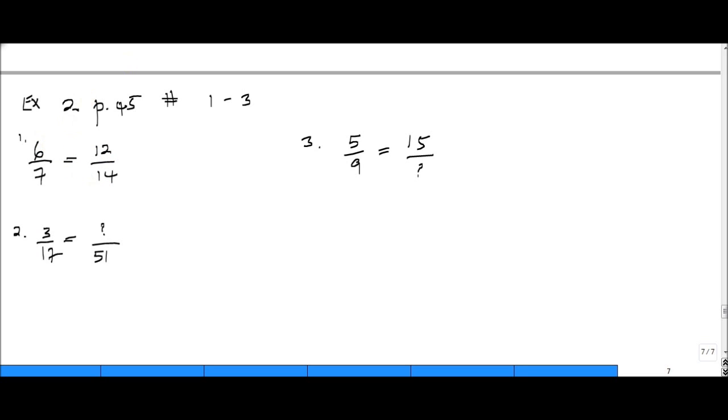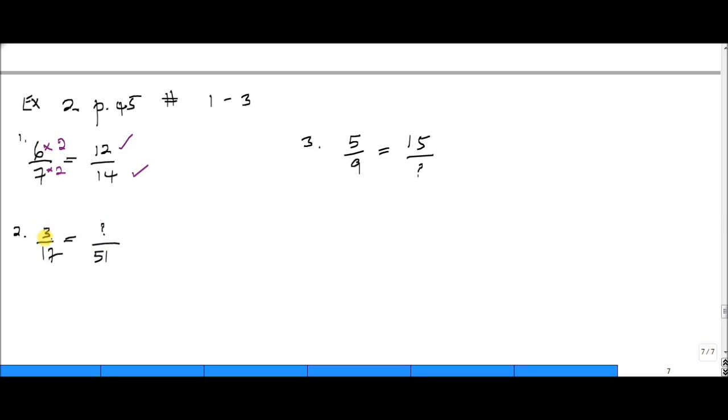What did they do to 6? They multiplied by 2, and whatever we multiply the numerator by, we need to multiply the denominator by that also. So 6 2's would have given us 12, and 7 2's would have given us 14. So 6 sevenths and 12 fourteenths are equivalent. Now they ask us in this case to find the numerator.